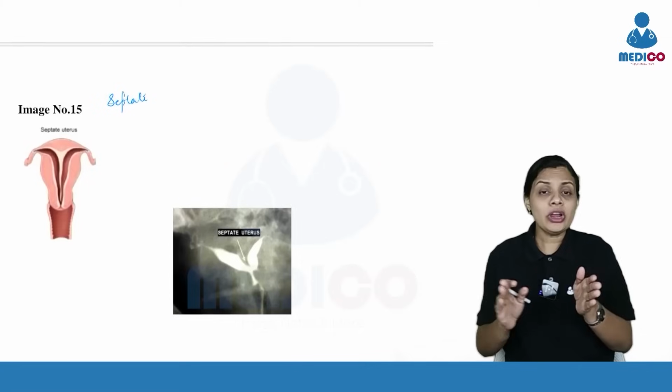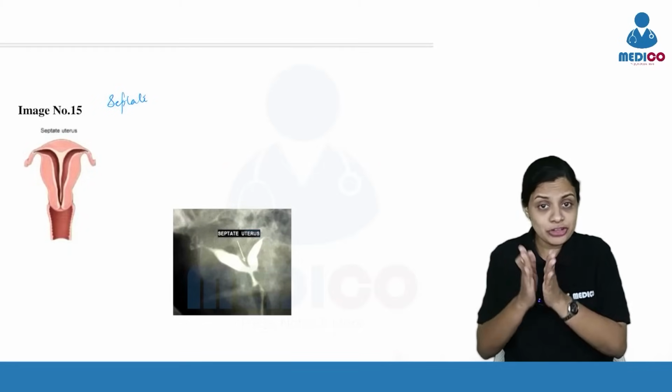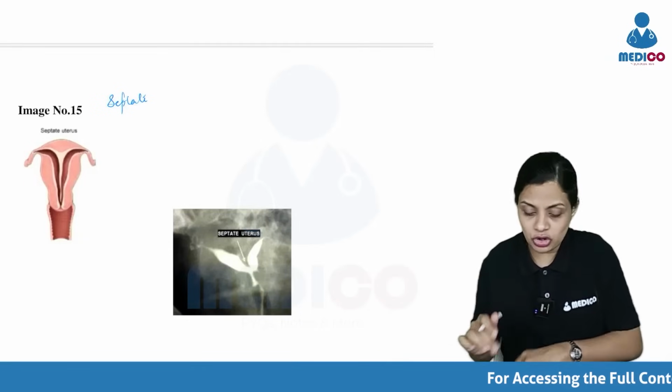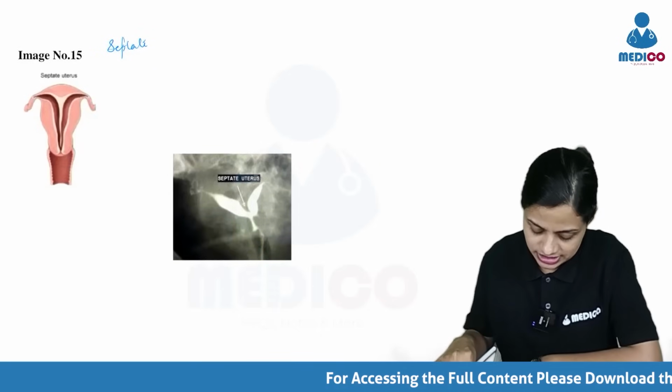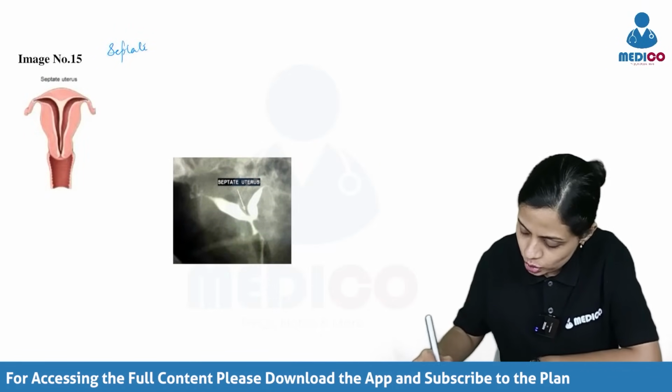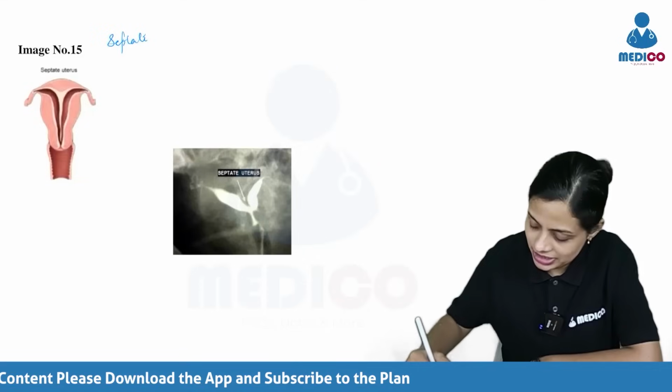That is, both of the Müllerian ducts have fused, but the septum that has formed between them fails to resolve, which results in a septate uterus. The septum is remaining there. Look at this. This is an HSG of a septate uterus.